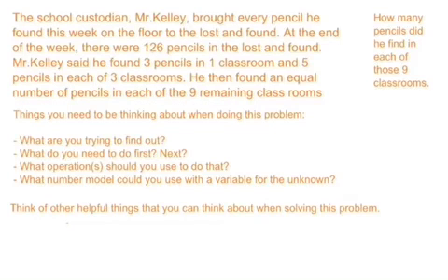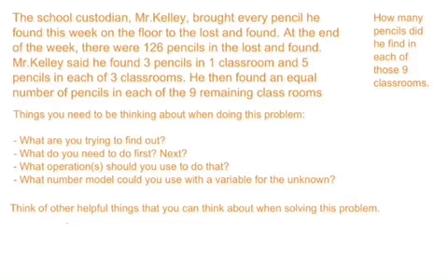This is a practice problem I want you guys to do. It says, the school custodian, Mr. Kelly, brought every pencil he found this week on the floor to the lost and found. At the end of the week, there are 126 pencils in the lost and found. Mr. Kelly said he found 3 pencils in one classroom and 5 pencils in each of 3 classrooms. He then found an equal number of pencils in each of the 9 remaining classrooms. So the question it's asking you is, how many pencils did he find in each of those 9 classrooms?